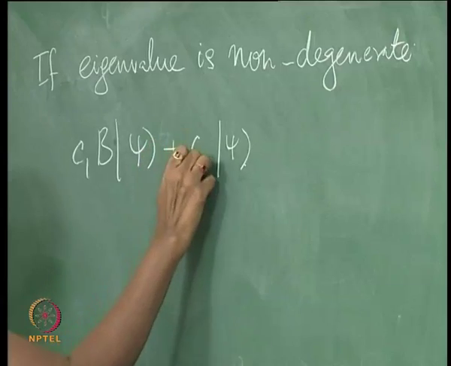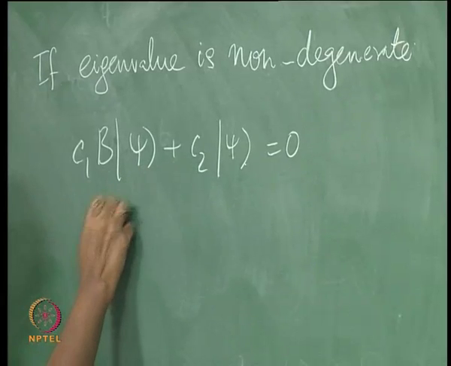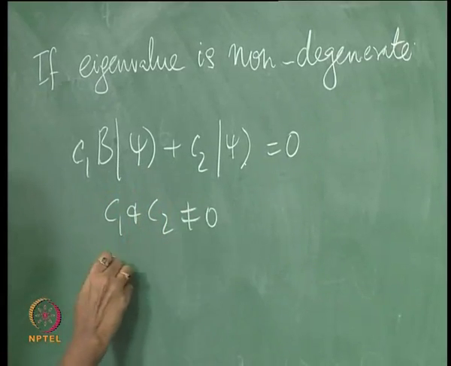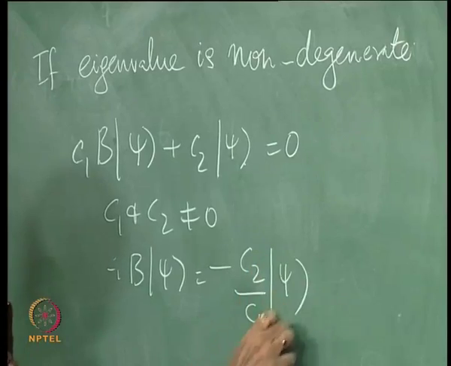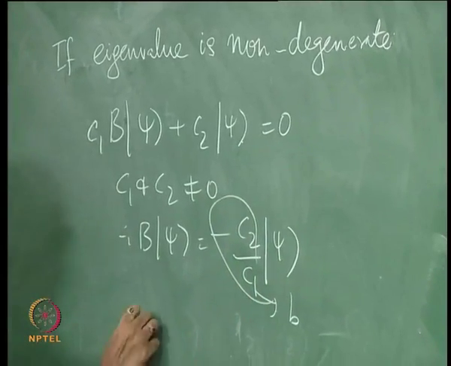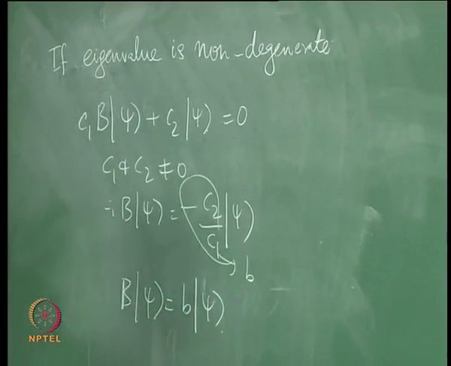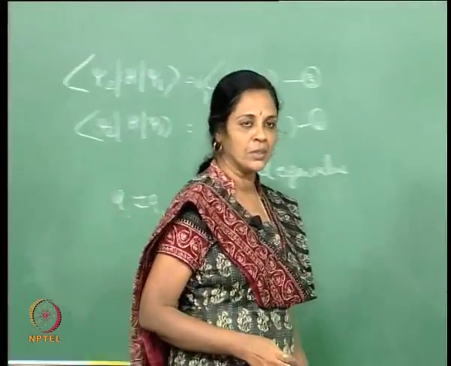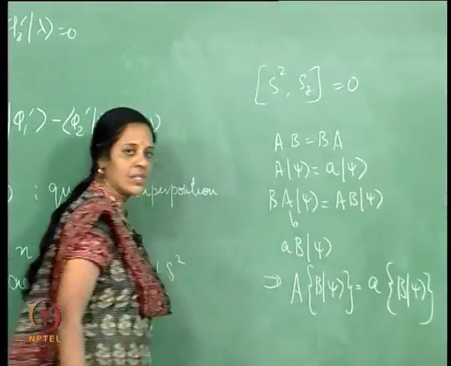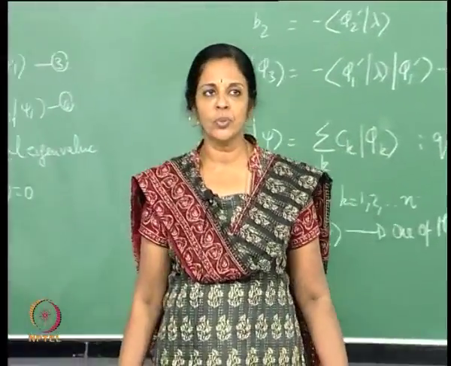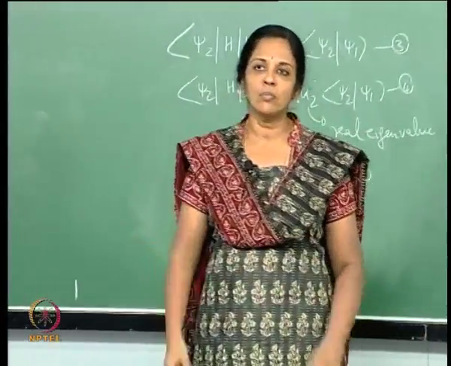So, for constants C1 and C2, C1 B psi plus C2 psi equals 0. If there is linear dependence, C1 and C2 are not equal to 0. Therefore, B psi can be written as minus C2 by C1 times psi. But this is just a number which I will call b. And therefore, psi is also an eigenstate of the operator B with eigenvalue little b. And therefore, I have found a common eigenstate ket psi for the two operators A and B which commute with each other. Now, in the event that there is a degeneracy, you have to work a little bit more.